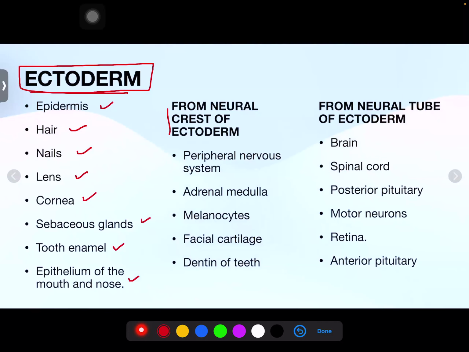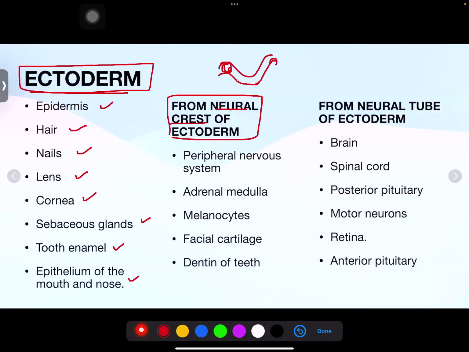Okay, so this is also ectoderm: the neural crest cells of ectoderm. We discussed neural crest cells. Where were the neural crest cells? They were lateral to the neural tube. So what develops from the neural crest cells? As the name indicates, neural things. So all the nerves, all the peripheral nervous system will be developing from these neural crest cells. The adrenal medulla is also nervous. The melanocytes, the facial cartilage. These two things are different: the facial cartilage and the dentin of teeth. Okay, so these are also forming from the neural crest cells.